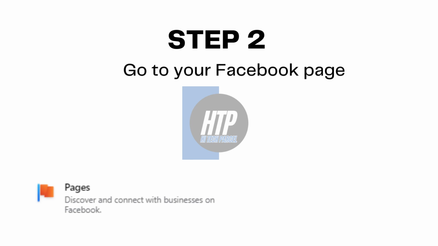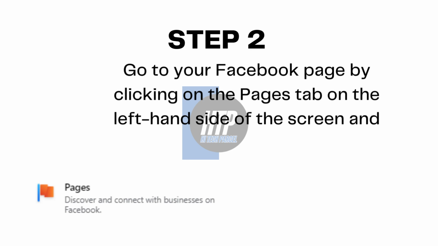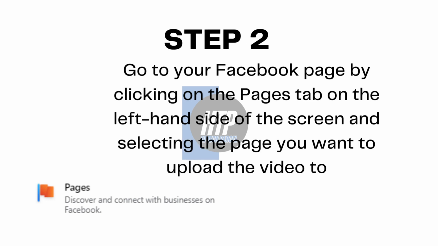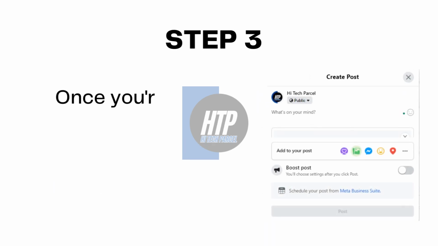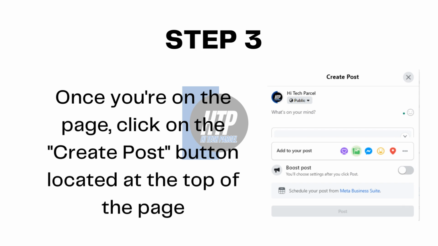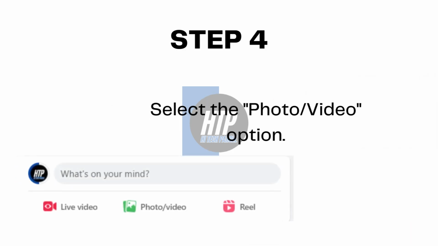Number 2. Go to your Facebook page by clicking on the Pages tab on the left-hand side of the screen and selecting the page you want to upload the video to. Number 3. Once you are on the page, click on the Create Post button located at the top of the page. Number 4. Select the photo video option.